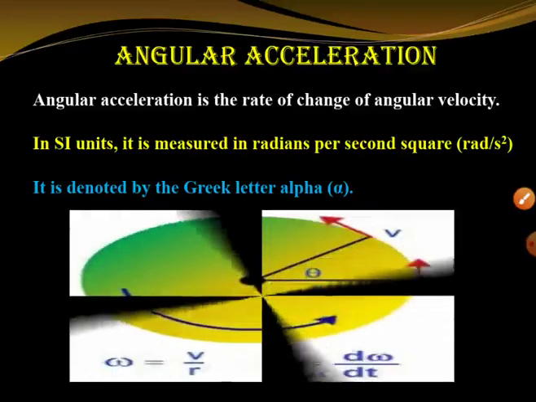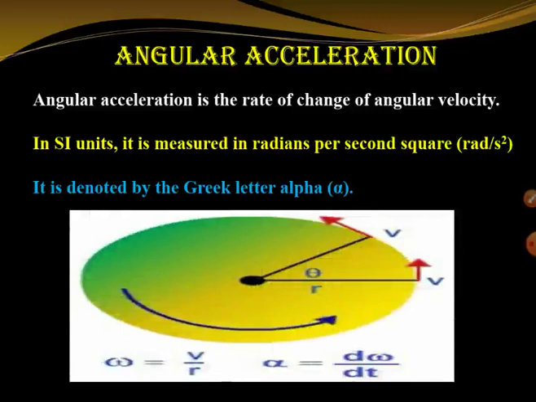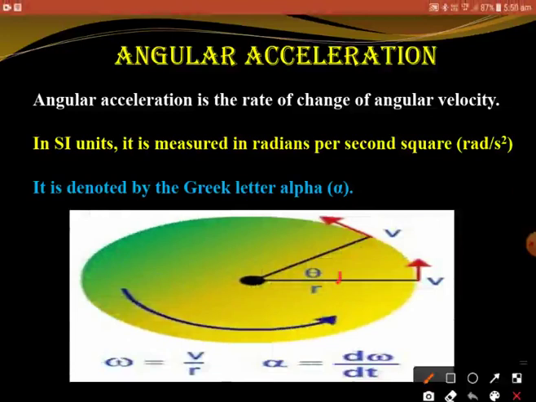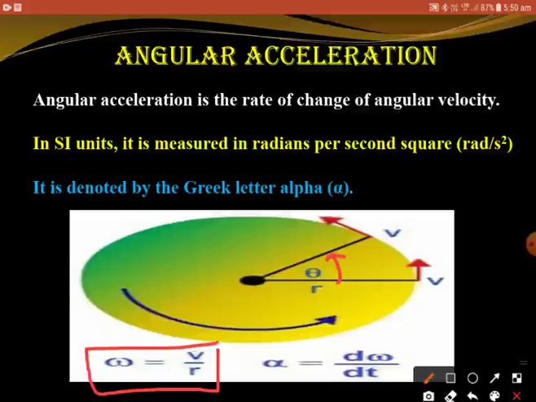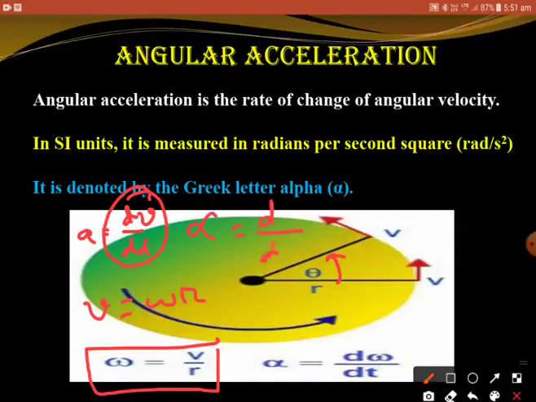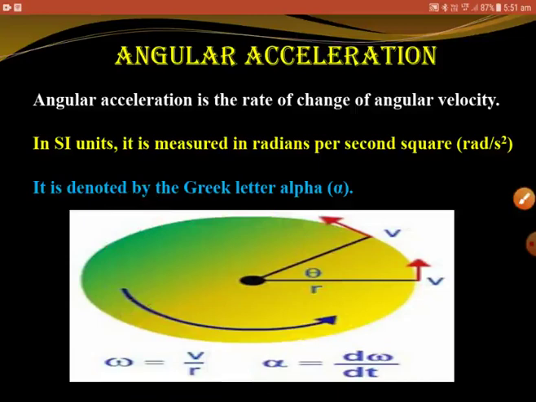Now we know that the angle described by the body is given by theta. And we know that the angular velocity and the linear velocity are related as v = ωr. If you want to denote angular acceleration, it will be dω/dt. For linear acceleration, we write the rate of change of linear velocity. So for angular acceleration, alpha is d/dt of angular velocity. That is what is written here. So angular acceleration is equal to the rate of change of angular velocity.